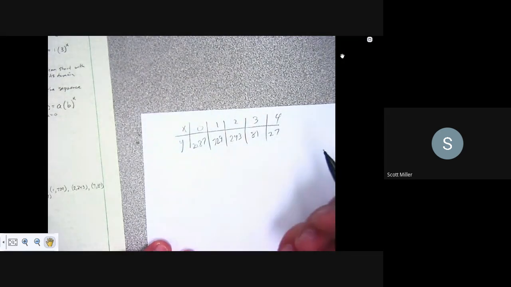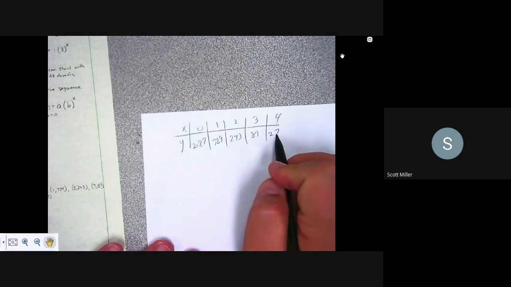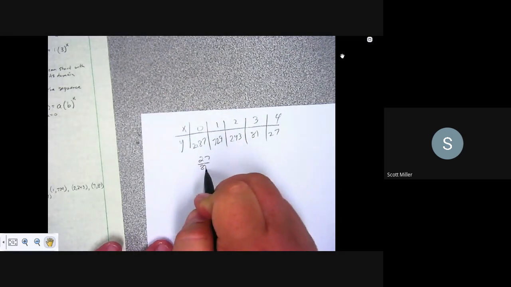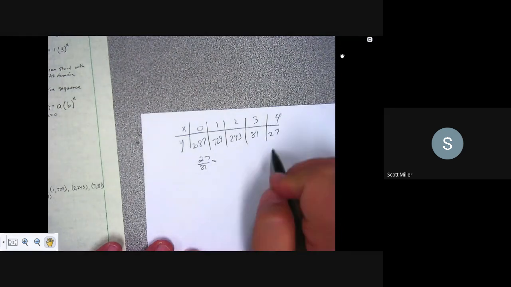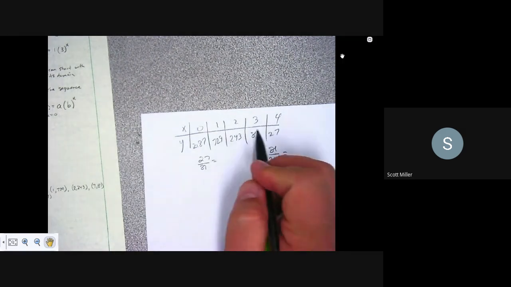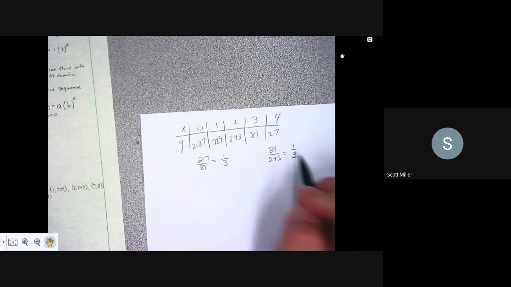We want to find the common ratio. To find the common ratio, or the b value, we just need to take two consecutive terms and divide them. 27 over 81, and I get a number. Take 81 over 243, confirm that it is indeed true, and you will find that I'm basically dividing by 3 each time. So my common ratio is 1/3.